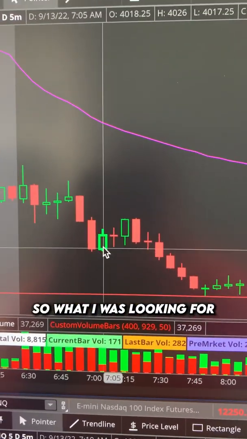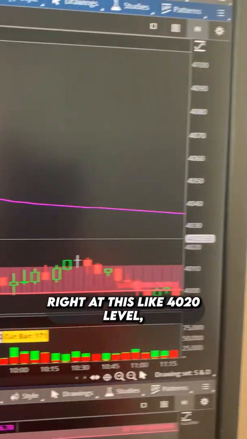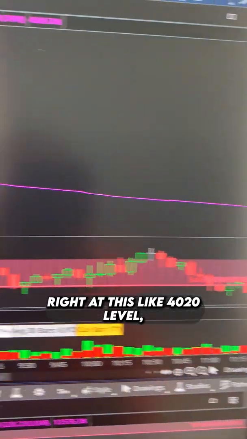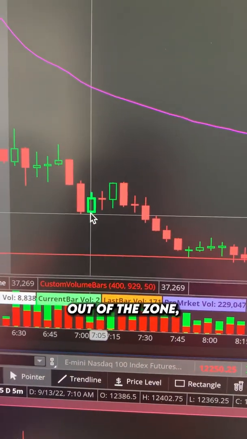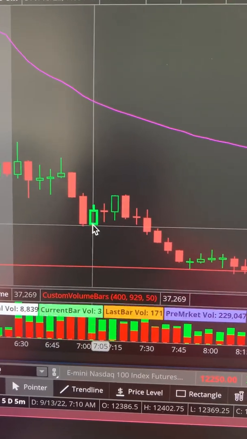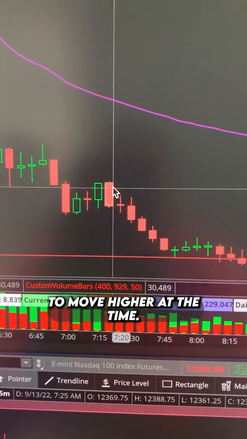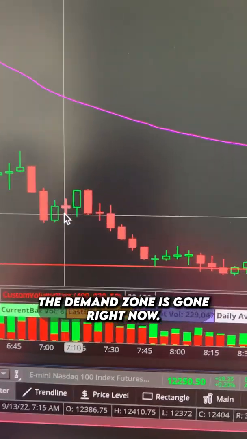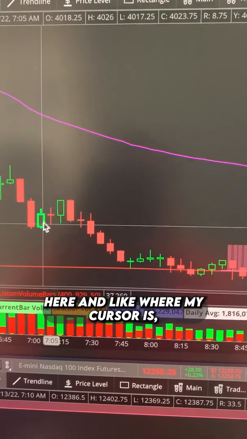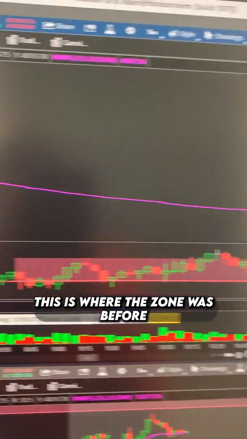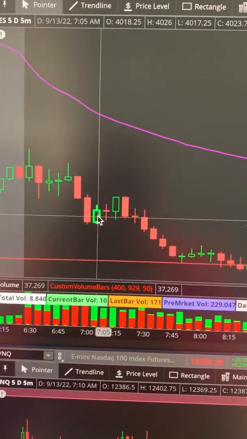So what I was looking for is, at the time we had a demand zone here, right at this like 40-20 level, and I was looking for a potential bounce out of this zone. And so I wanted to see higher lows being put in and a sign that we would begin to move higher at the time. The demand zone is gone right now. So if you can just kind of look at this white line here and where my cursor is, this is where the zone was before I removed it because we invalidated this price.